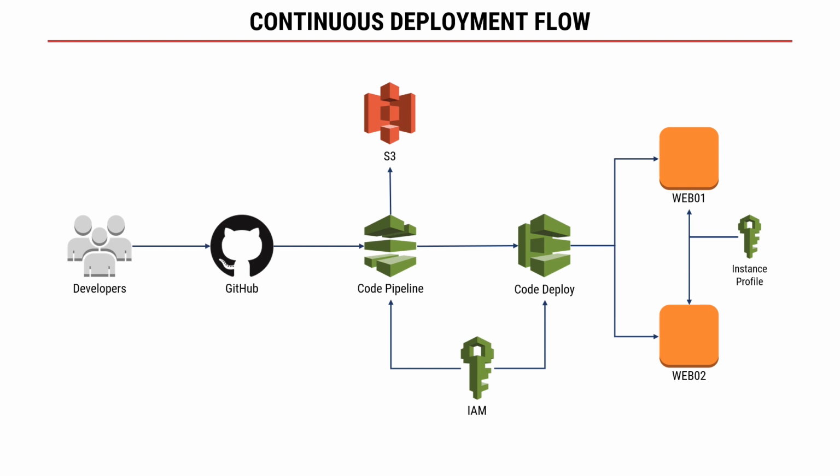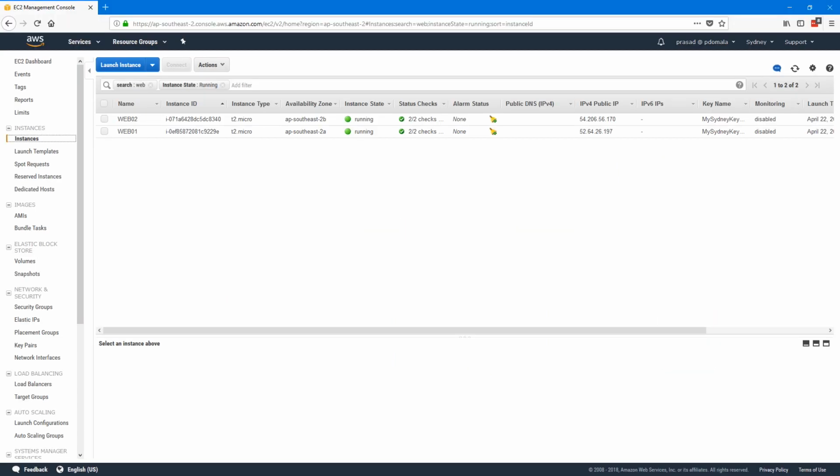We'll also be assigning service roles for CodePipeline and CodeDeploy, and an instance profile will be attached to our backend EC2 instances. I'm logged into my AWS management console, and these are my EC2 instances. And these are just basic Amazon Linux instances launched using the base Amazon Linux AMI. So nothing related to my sample application is installed on these machines.